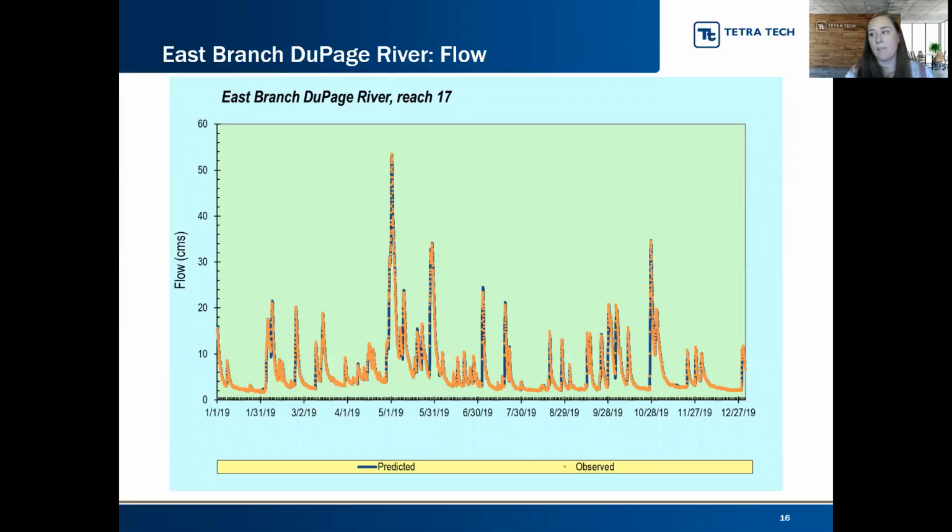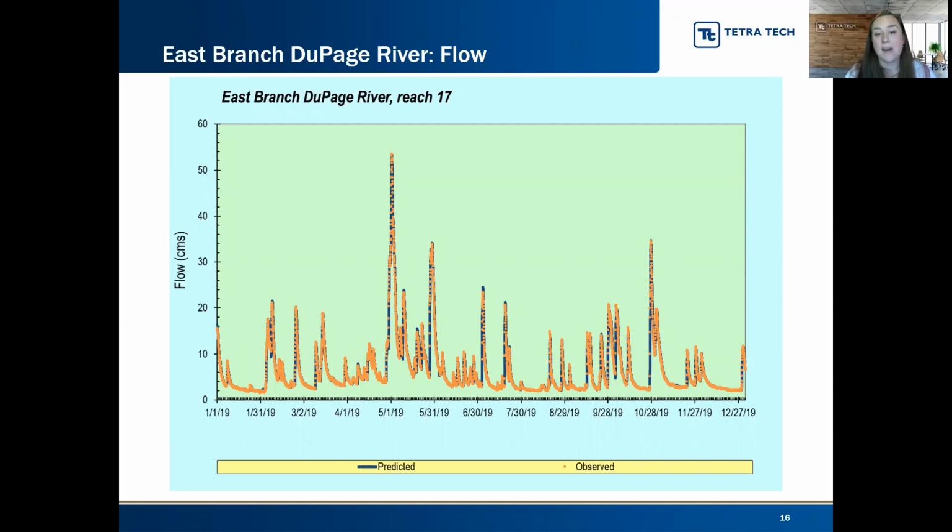Okay, now I'm going to throw a bunch of graphs at you. This graph, you might think, hey, that looks really great. We expect it to. This is not an actual calibration graph. What we're looking at here is the blue line, the output from the model of stream flow at reach 17 for the East Branch model. The orange dots are the observations.